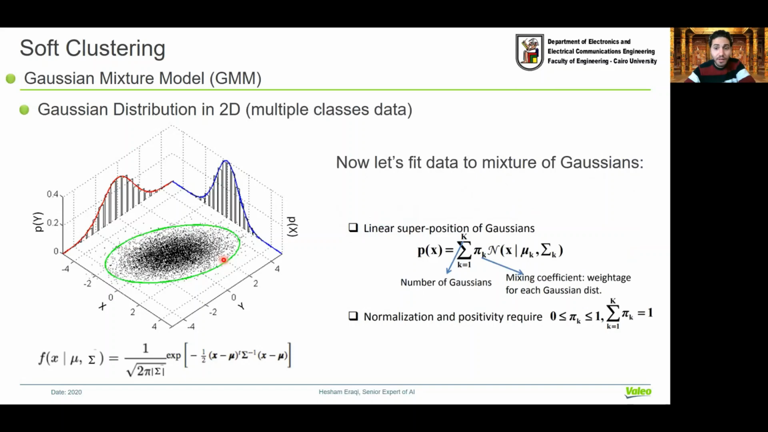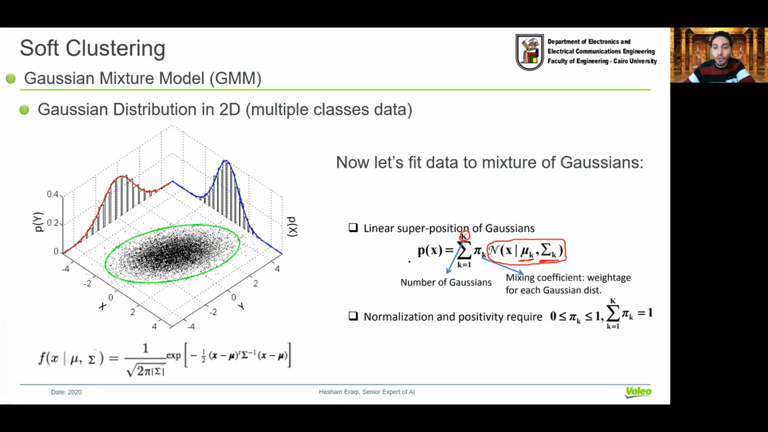So you want to fit your data using an equation like this. If your data is coming from a single cluster, you need to fit it using something like this, a single Gaussian distribution. But because we have data coming from several clusters, we need to have k different normal Gaussian distributions. Each one has its own mu k and its own sigma, or covariance matrix k.